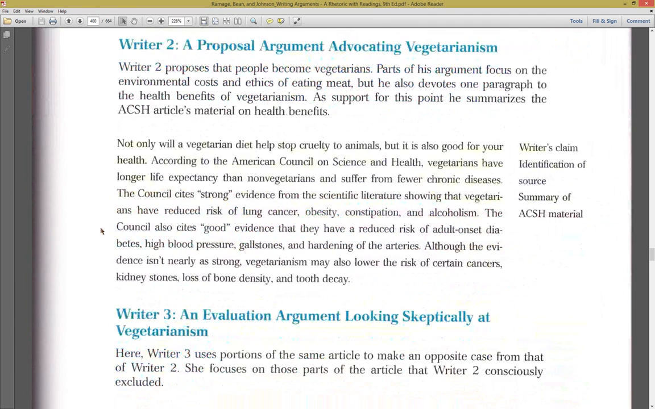Writer 2 has a different purpose. Writer 2 is advocating vegetarianism. Writer 2 wants to convince people that vegetarianism is a good idea. So when Writer 2 looks at the original argument, Writer 2 takes out all the facts that support his or her argument: that vegetarians have longer life expectancy, suffer from fewer chronic diseases, and that vegetarianism can be linked to a reduced risk of cancer and other ailments. So Writer 2 takes out all of those positive aspects and uses those in the summary of the original source.